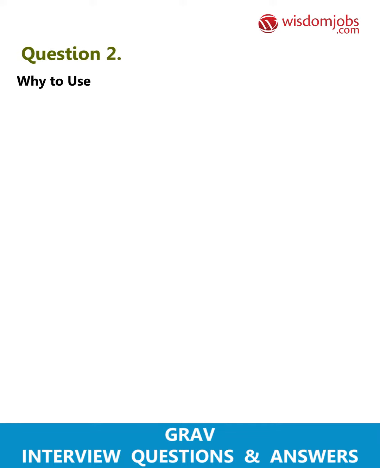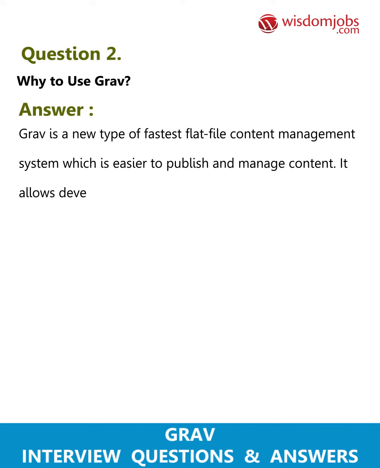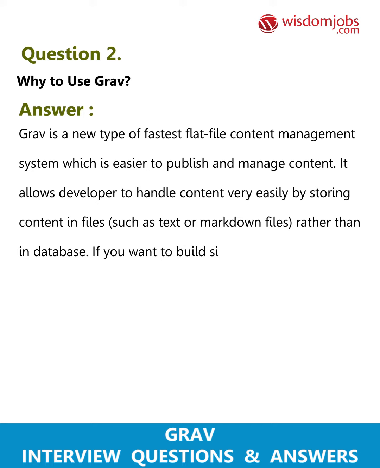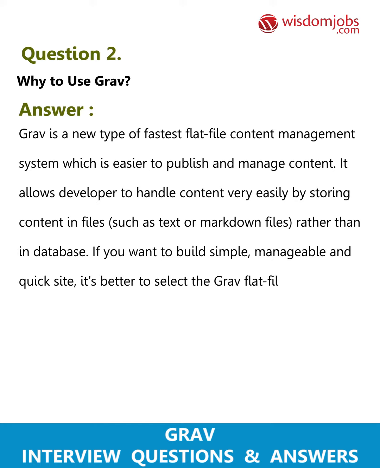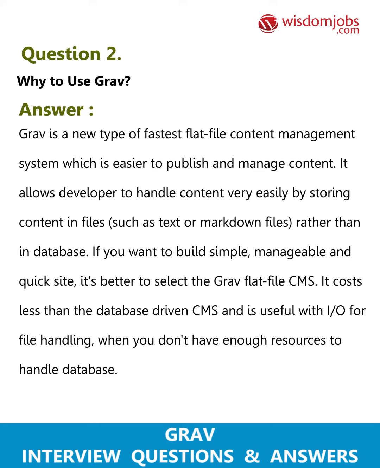Question 2. Why use Grav? Answer. Grav is a new type of fastest flat file content management system which is easier to publish and manage content. It allows developers to handle content very easily by storing content in files, such as text or Markdown files, rather than in a database. If you want to build a simple, manageable and quick site, it's better to select the Grav flat file CMS. It costs less than a database-driven CMS and is useful with I/O for file handling, when you don't have enough resources to handle a database.